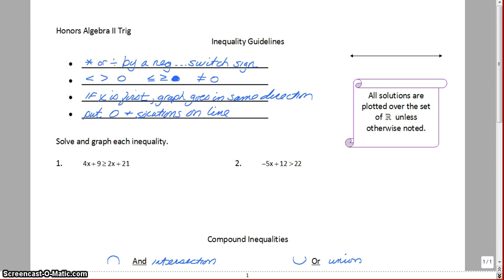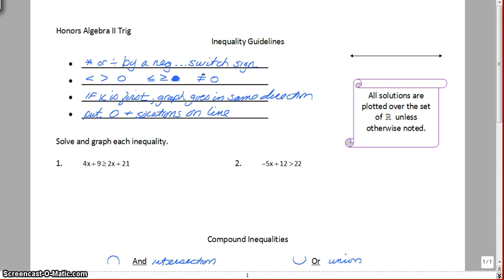When graphing, if you have a less than or a greater than symbol, we are going to graph with an open circle because it does not include that value. If it is less than or equal to or greater than or equal to, then we do color that in because it does include the value. Not equal, obviously it has to be an open circle because it does not include the value.